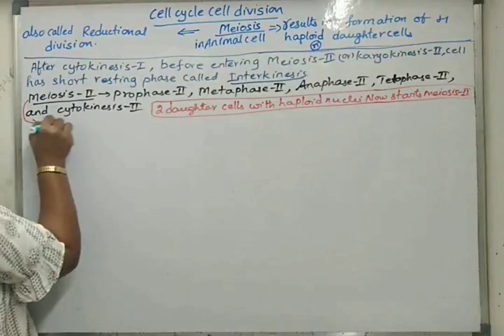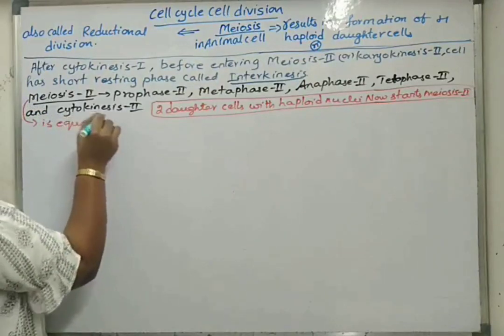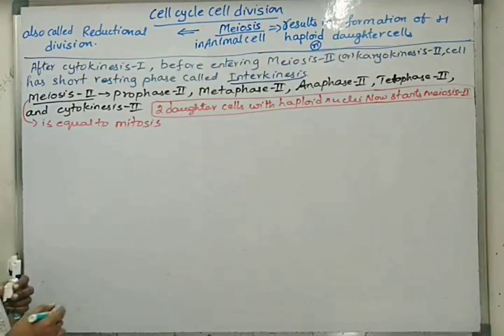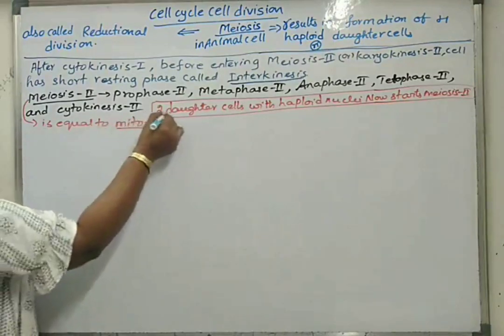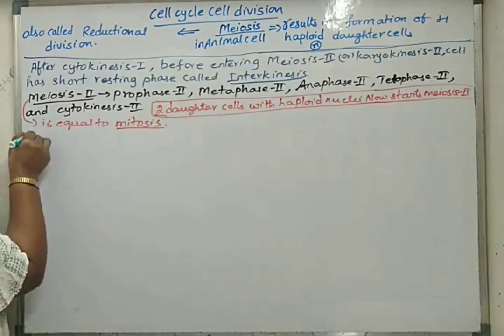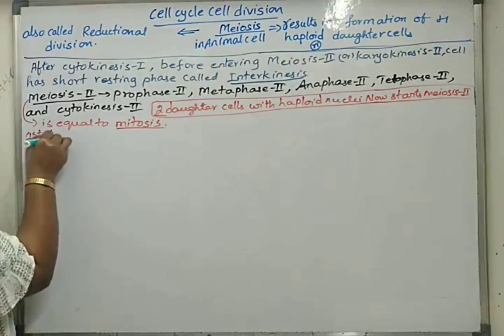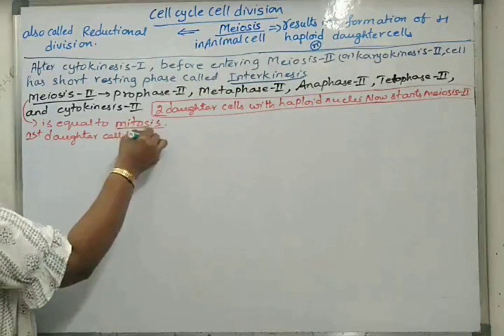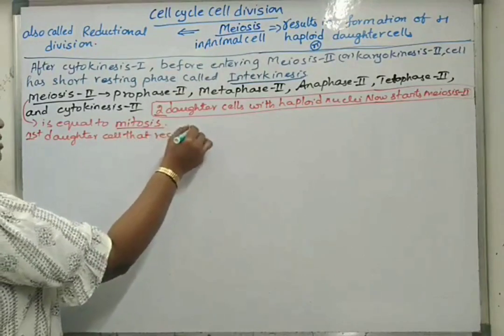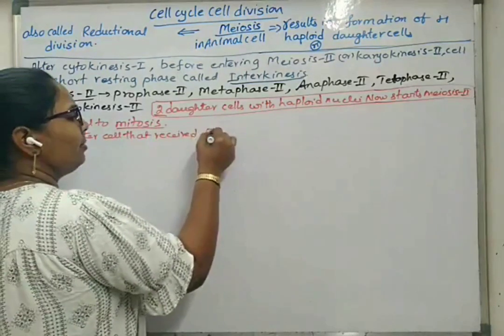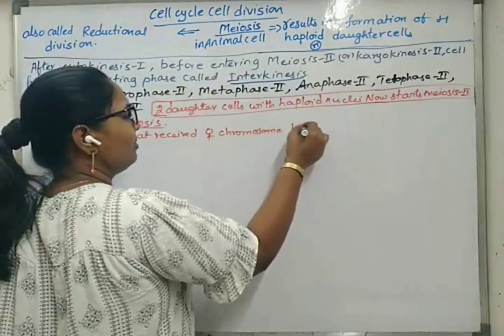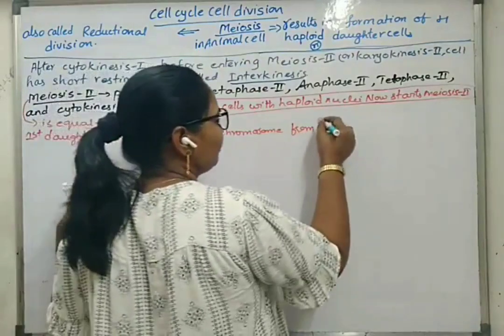Meiosis 2 is equal to mitosis, or mitotic division. We said here two daughter cells. We'll write first daughter cell, that received the female chromosome from the homologous pair.